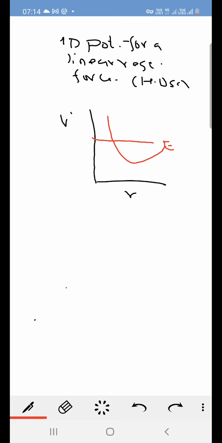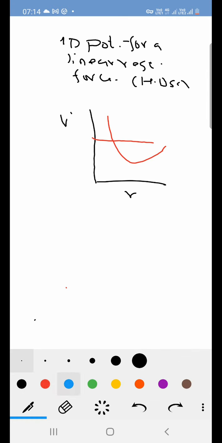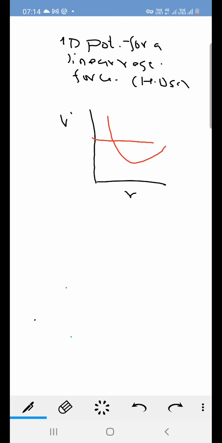Sorry. This will correspond to L is equal to 0, and this is how the E will look like. It's the E.